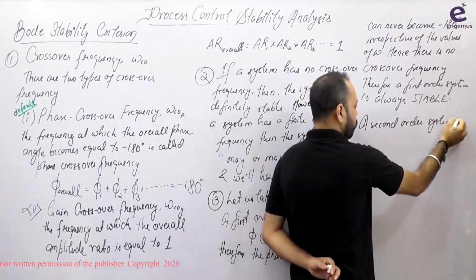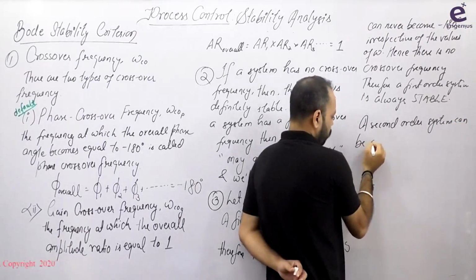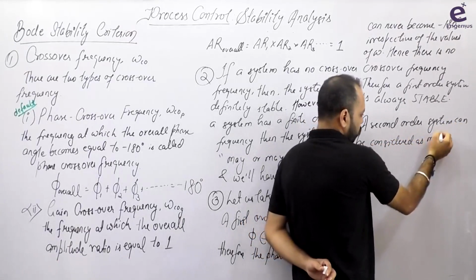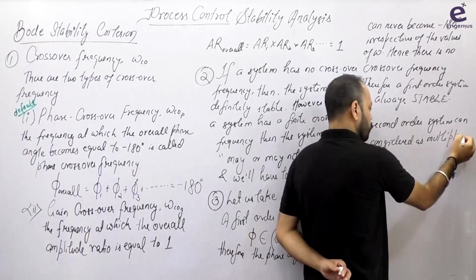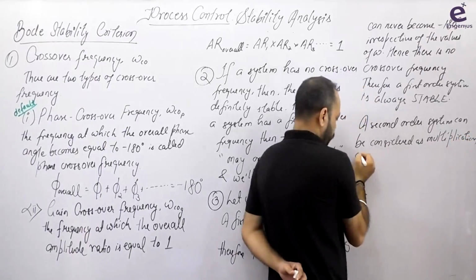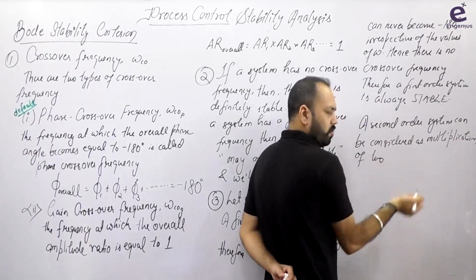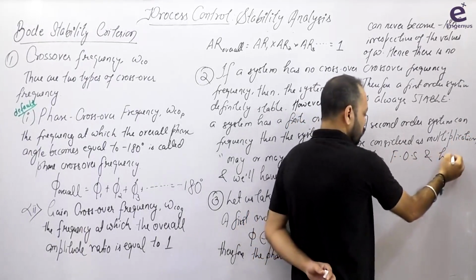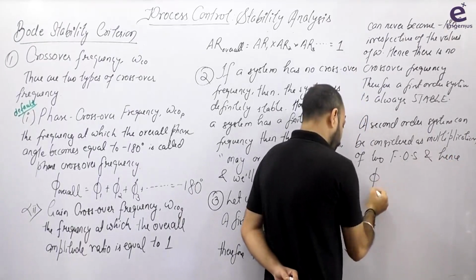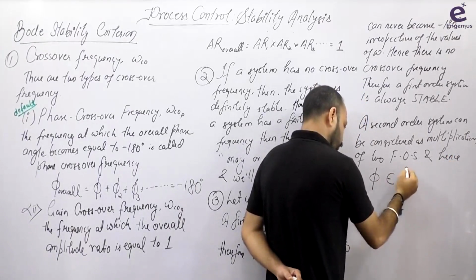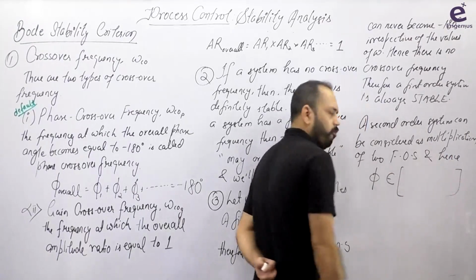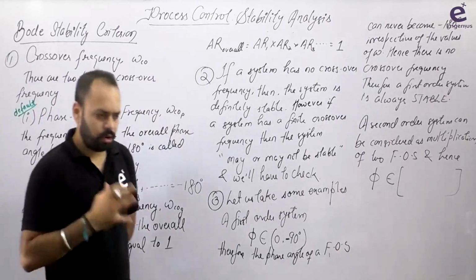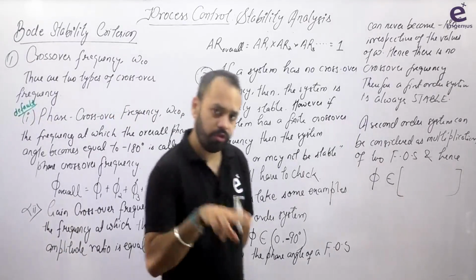Second order system can be considered as multiplication of two first order systems in series, है ना? And hence, when transfer functions are multiplied, their phi's are added. So a second order system can be thought of as a multiplication of two first order systems.